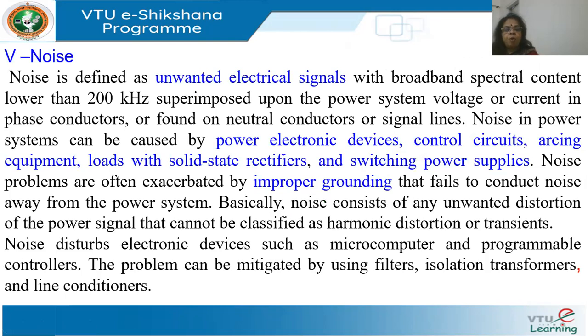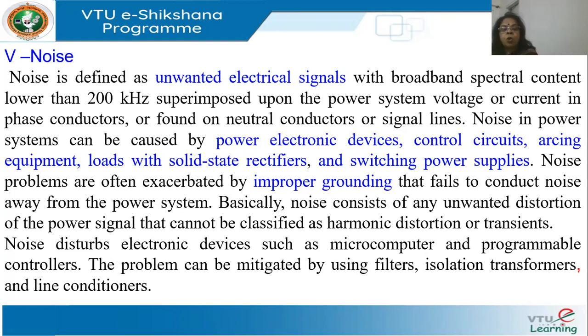The other form of waveform distortion is noise. How do I define noise? Any unwanted signal is noise. Predominantly, the frequency is less than around 200 kilohertz. It can be caused by power electronic devices, interference, improper grounding, etc. I told you in the previous session that improper grounding is considered to be the cause of almost 80% of power quality problems.